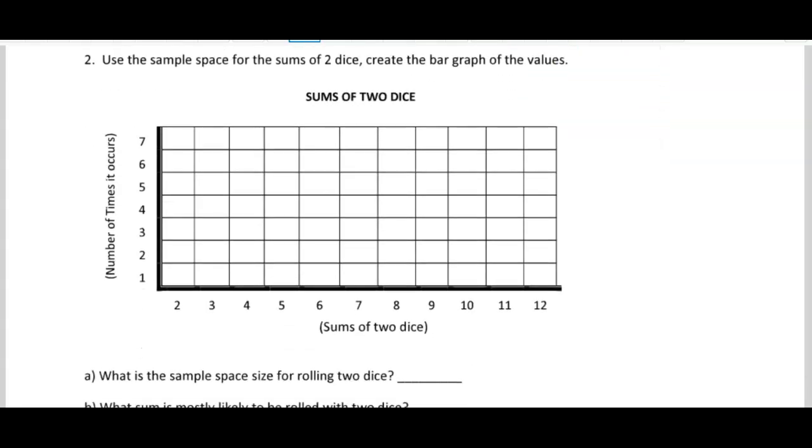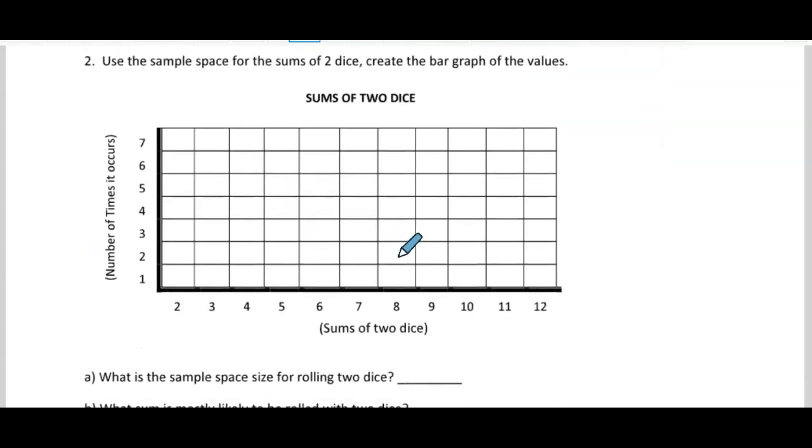Okay, so if we were to make a graph for this, it would make a bar graph that would go up and up and up and gets to 7, and then it comes back down and down and down at 12. All right, so I'm going to skip past that and go down to the bottom here, the sample size for rolling 2 dice. We just said there are 36 ways for it to come up if you roll 2 dice. There's 6 for the first die, 6 for the second die, so 6 times 6 is 36.